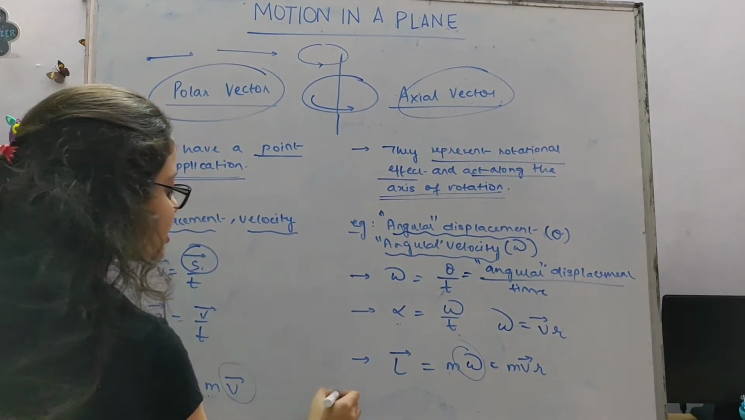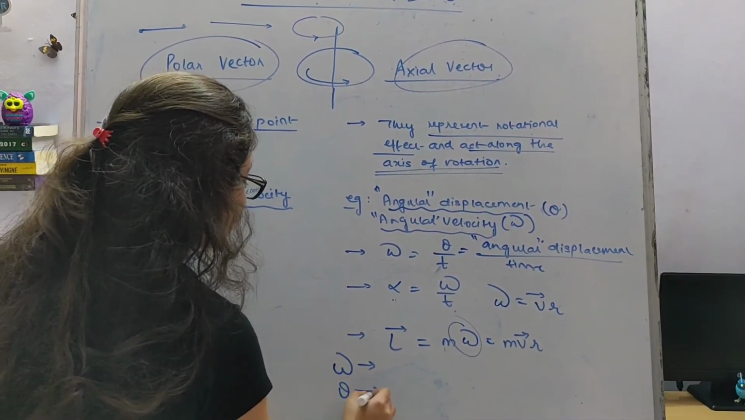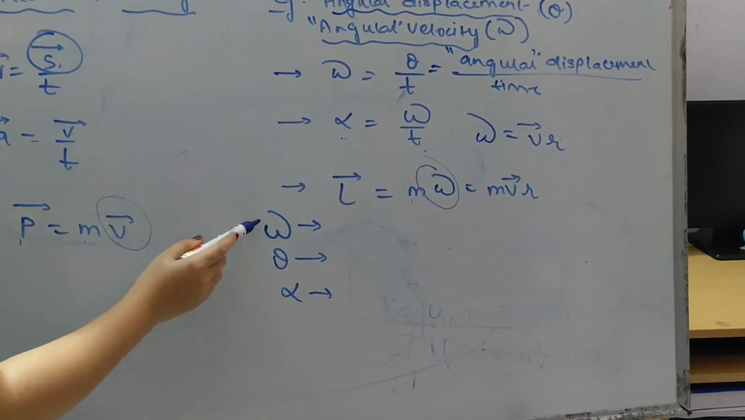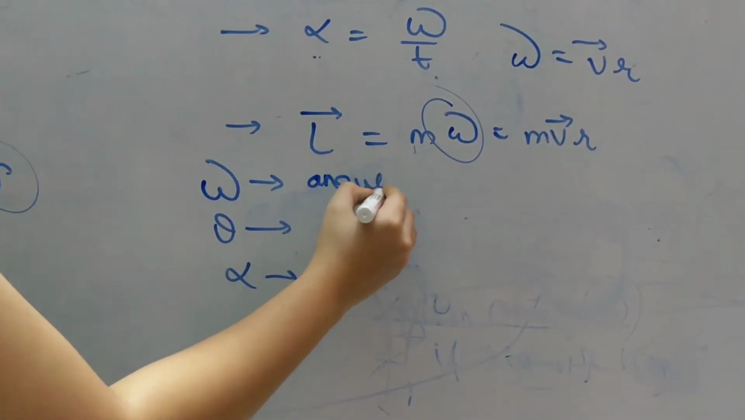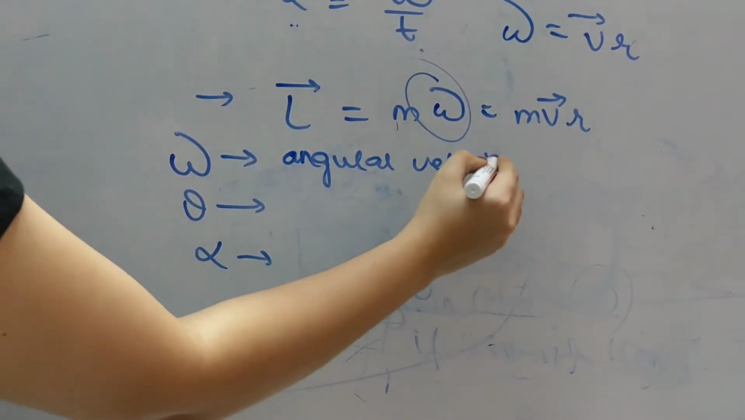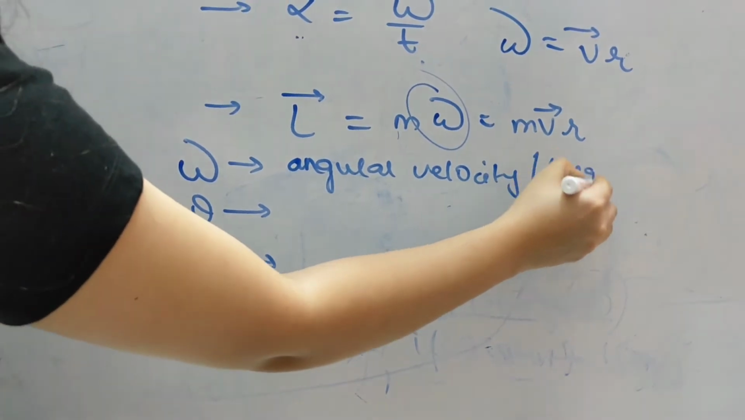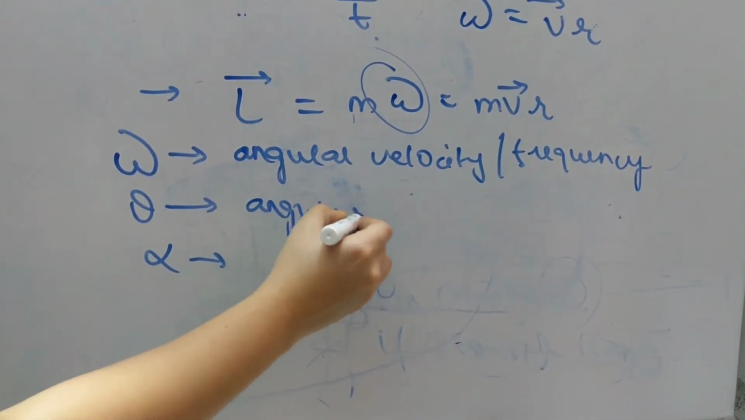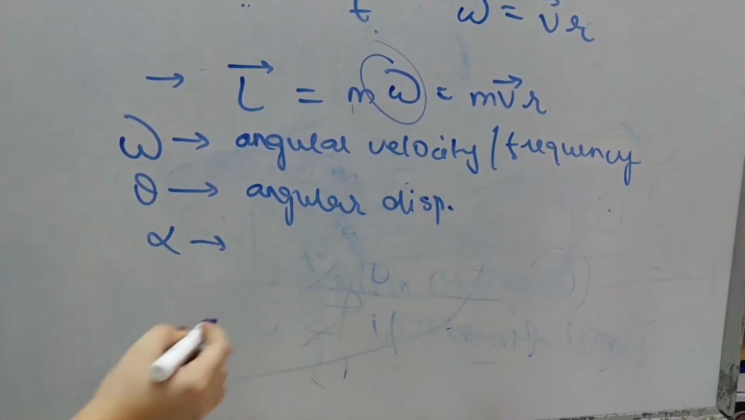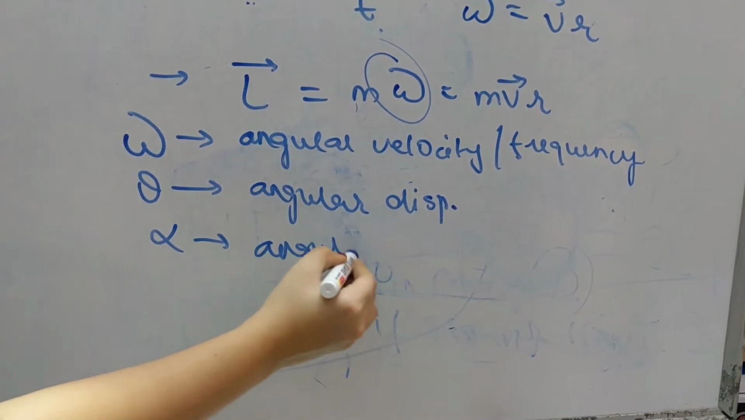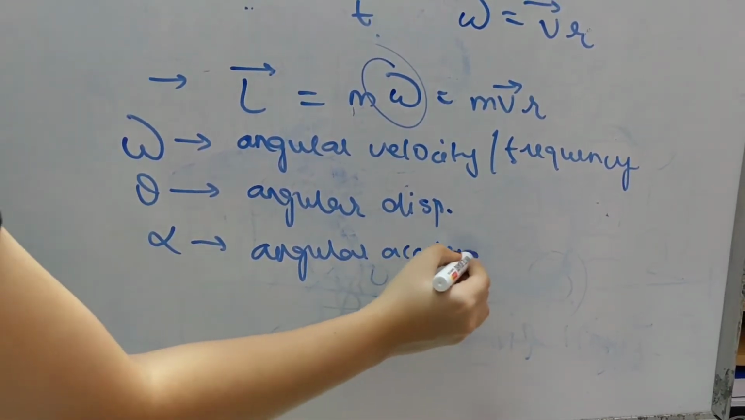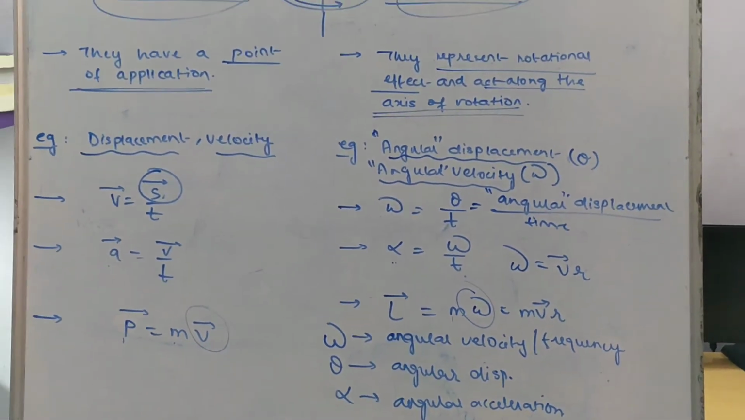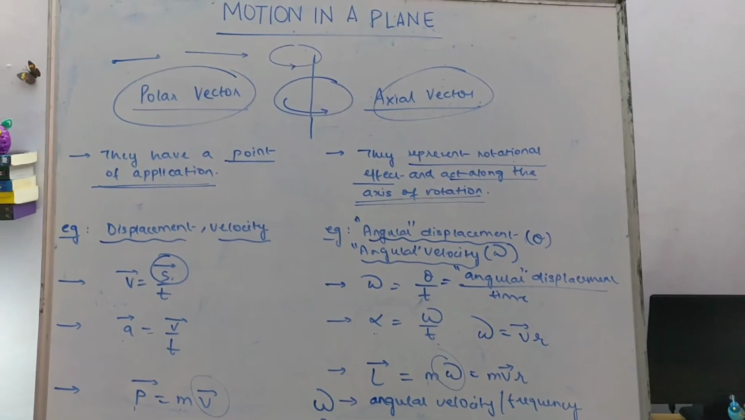If you want, I will write down a short note about what all these quantities are, or you can just try to remember them. This is angular velocity or frequency, angular frequency. This is angular displacement and this is angular acceleration. Note these differences down, they will be helpful in the chapter of rotational dynamics.